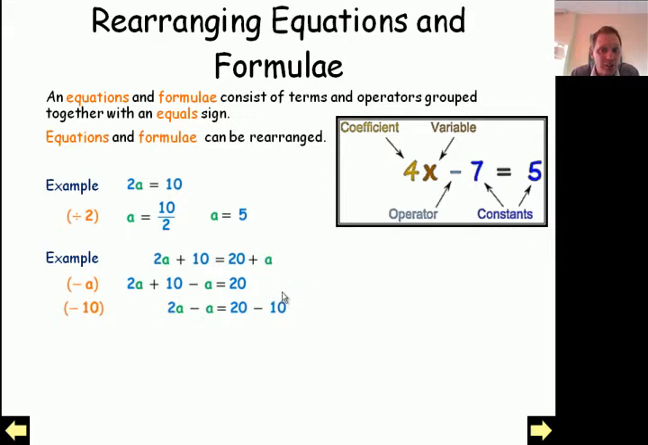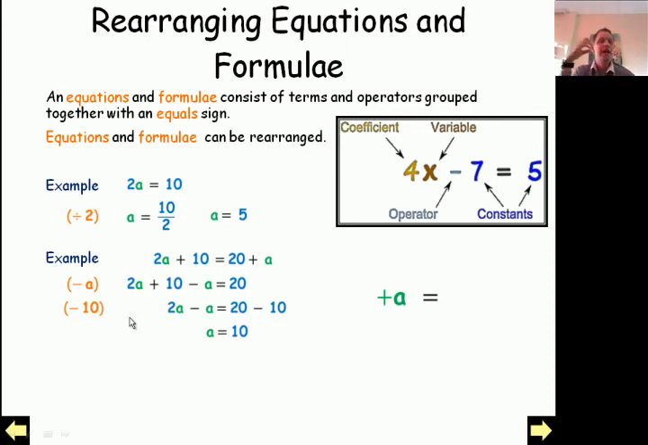Now if I subtract 10 from both sides, subtract 10 from this 10, this will disappear. Subtracting 10 from the right hand side now, and now I've got a straightforward sum. I've got 2 lots of a. If I minus 1 lot of a from that, I'm just left with a. And on the right hand side, 20 minus 10 leaves me with 10. So a equals 10.